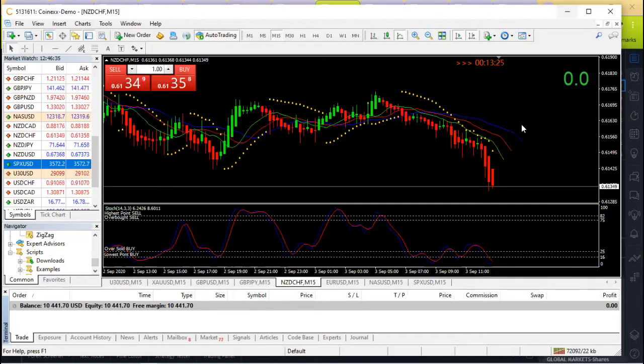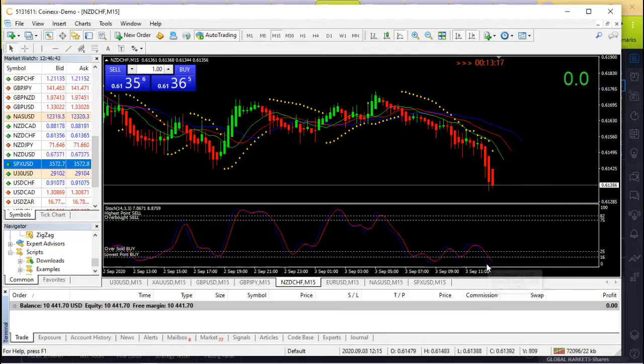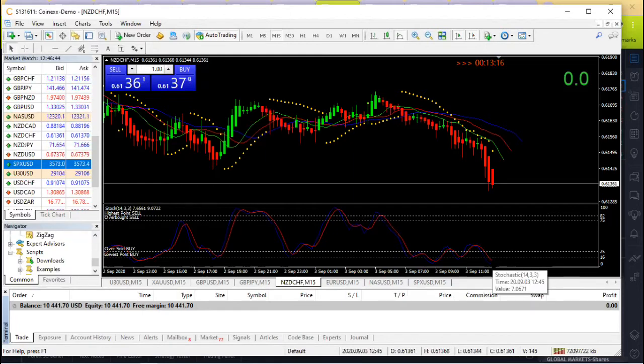Let's see. Yeah, so you can actually see, but it's starting to slow down though. Look at the stochastic. The stochastic is starting to make its turn. It's down below the lowest point. It's starting to make its turn. All right, give me a moment. My computer's about to die. All right. Let's give it some juice and we'll be able to continue.